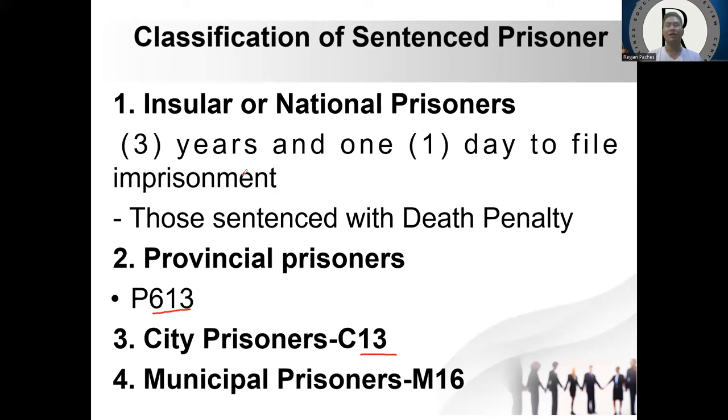Ulitin natin na. Ang classification of prisoners class na tinatawag natin, we have the municipal prisoners. Ang municipal prisoners, of course, M stands for municipal, 16, M16. Ibig sabihin, 1 day to 6 months. Ang city prisoners naman, C13. Okay, so 1 day to 3 years. Ang provincial prisoners naman, 6 months plus 1 day to 3 years. Then, of course, ang insular prisoners natin, ang penalty or punishment niya is 3 years and 1 day to life imprisonment. Okay? So, yan yung classification of sentence prisoners natin, class.